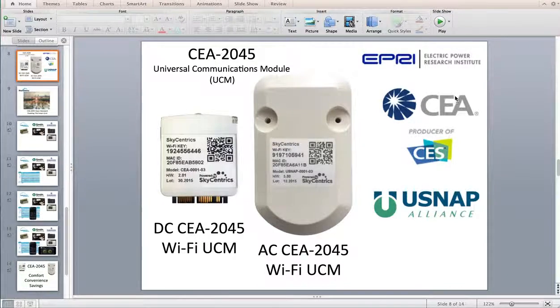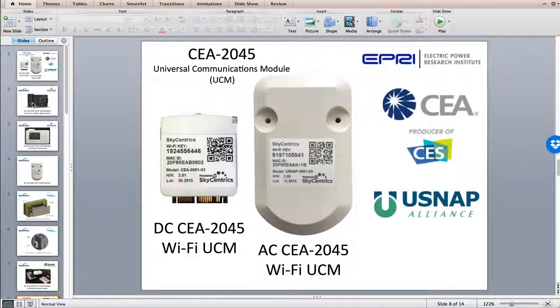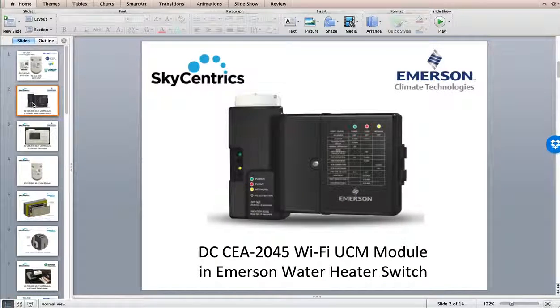The standard was developed by the Electric Power Research Institute and the Consumer Electronics Association and is being promoted by the USNAP Alliance. The standard has these two formats for communicating modules, DC powered and AC powered. Today we will be showing you modules that use Wi-Fi, but many other communication paths are possible. The advantage of the standard is that module manufacturers like SkyCentrics can quickly team up with major manufacturers and connect their well-known brands of machines and appliances to the smart grid.